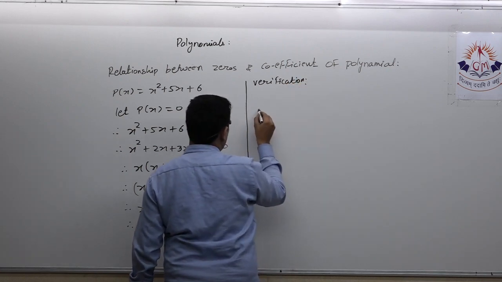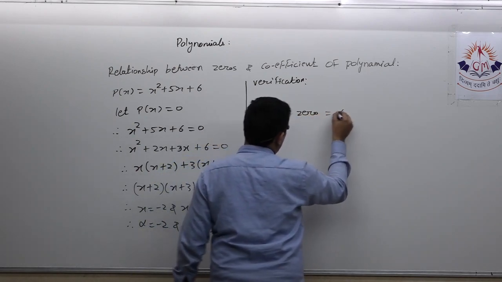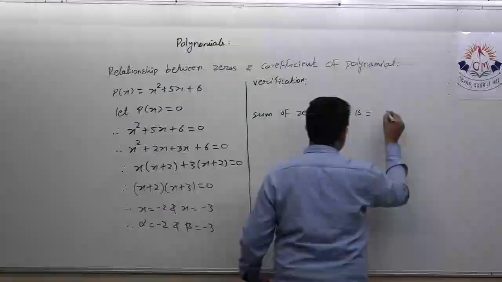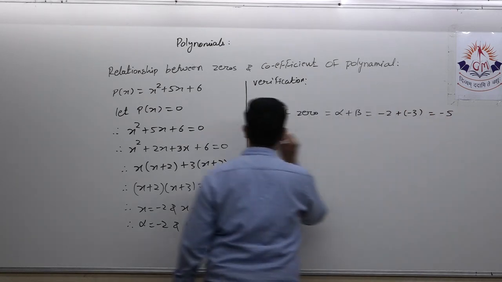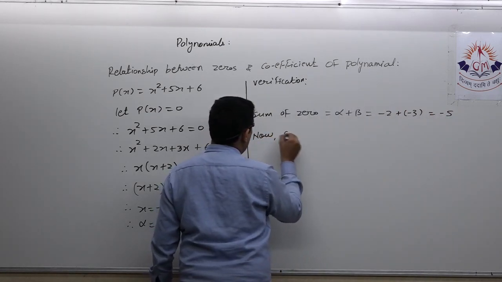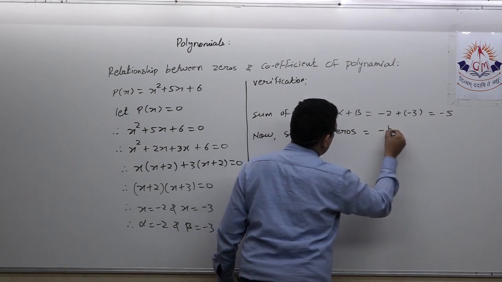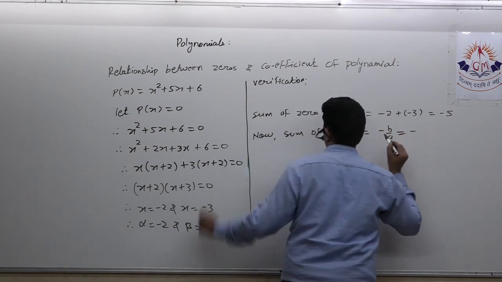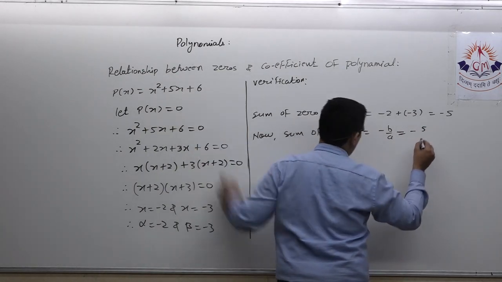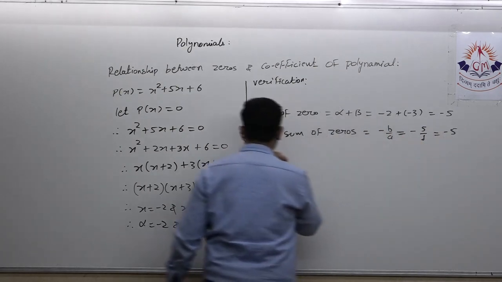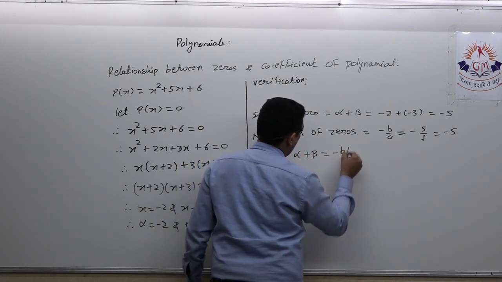The sum of zeros, that is alpha plus beta, that is minus 2 plus minus 3, that is minus 5. Now sum of zeros is equal to minus b upon a, that is minus of, now what is b over here? b is the coefficient of x, that is 5, and a is 1, so that is minus 5. So therefore, thus I can say alpha plus beta is equal to minus b upon a is verified.